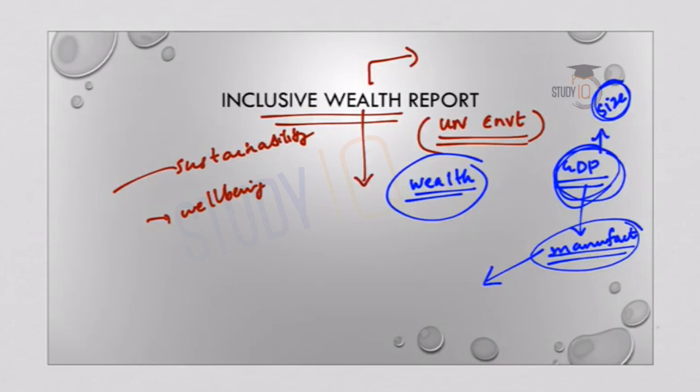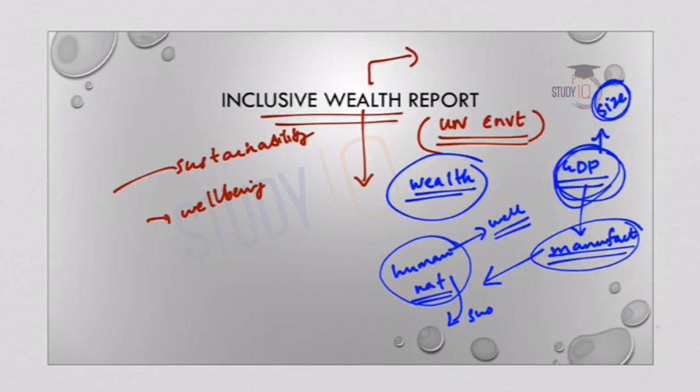But the Inclusive Wealth Report calculates not only the manufactured goods but also human as well as natural capital. Natural capital is measured in terms of sustainability and human capital in terms of the well-being of human beings. And this index provides important insights into long-term economic growth and human well-being.